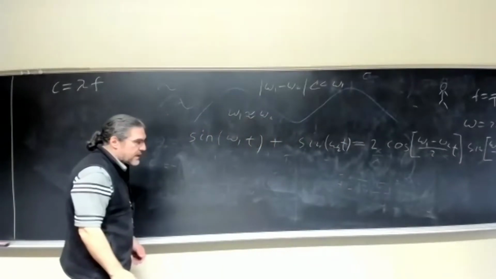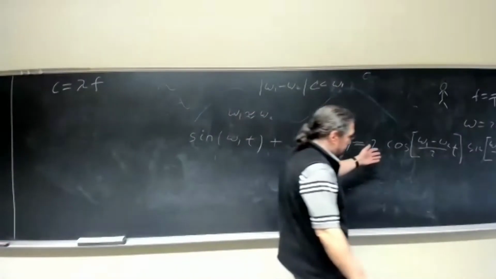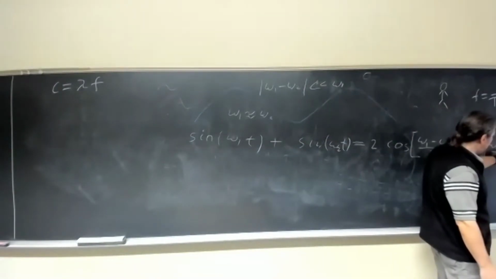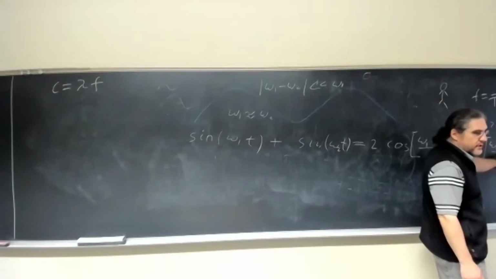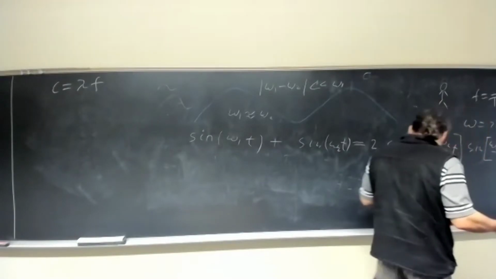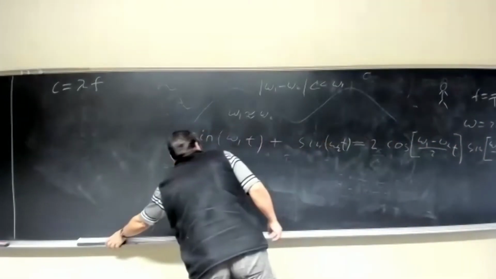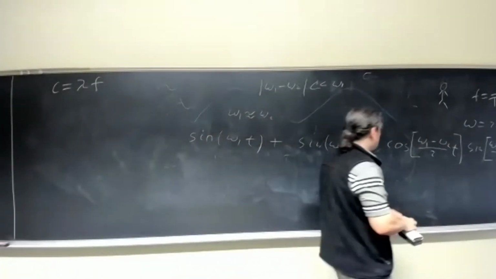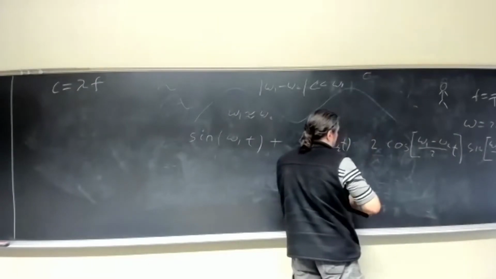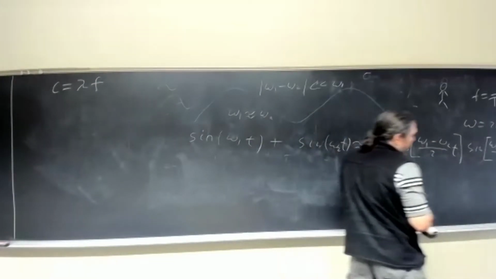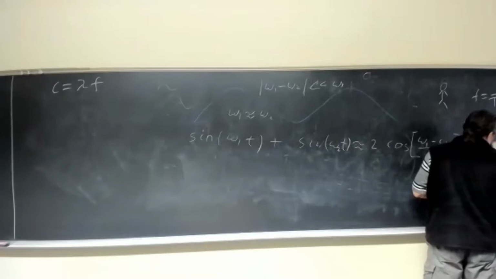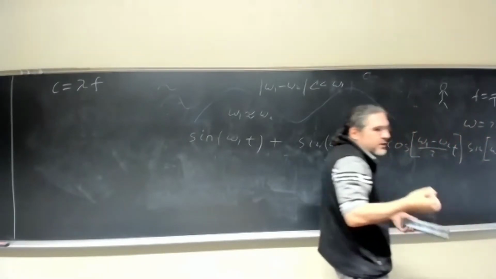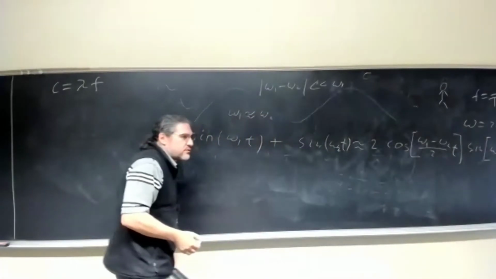Then what will I have here? I have omega 1 plus omega 2 divided by 2. But that's about the same as just one omega, right? Because they're pretty much the same. They're very, very close to each other. So in this situation, I will have just omega t here. Omega is either omega 1 or omega 2. It really doesn't matter. They're very close to each other.